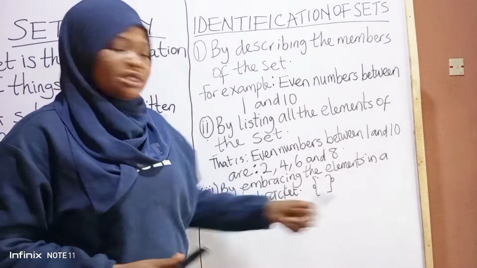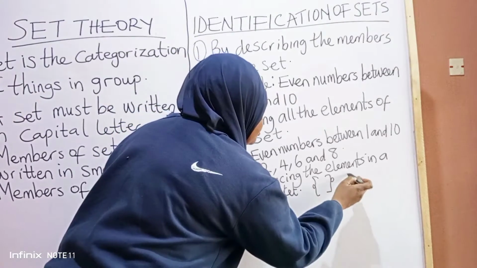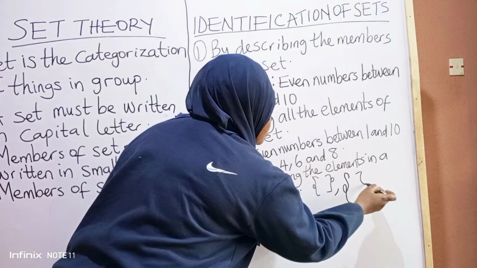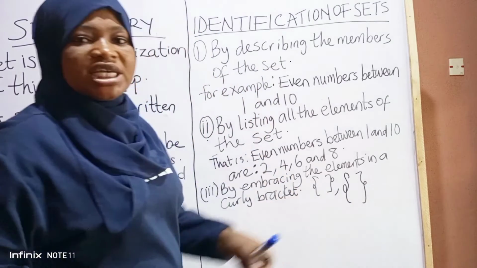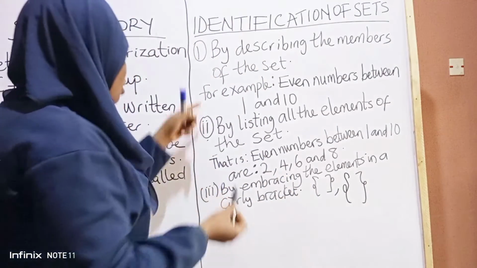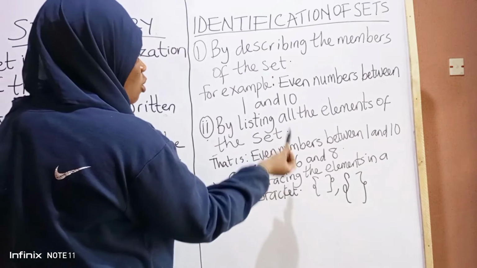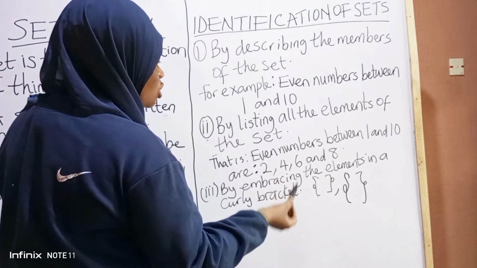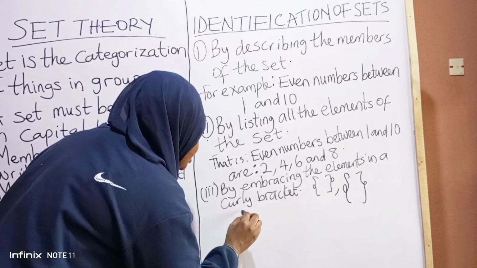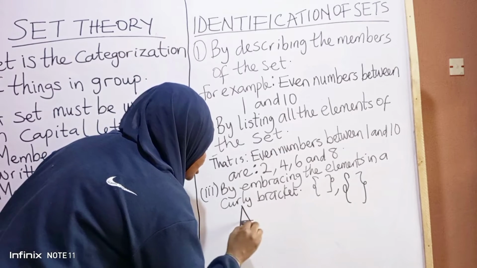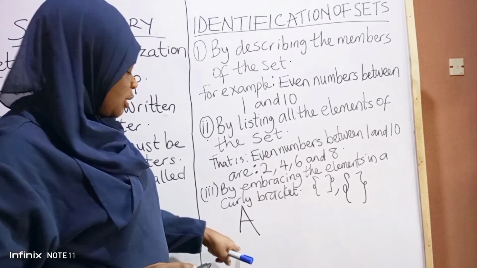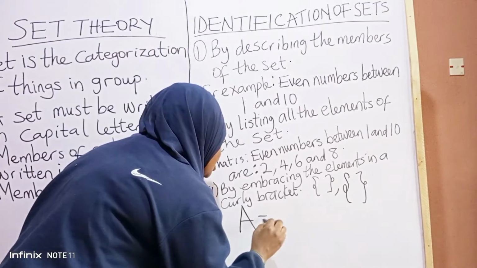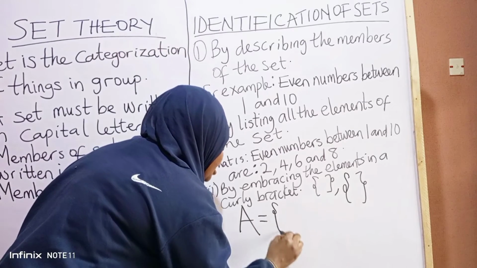This is a curly bracket. You write it like this. So you have to embrace it in a curly bracket. So now let's write the set of even numbers between 1 and 10. Let's say the set is A. I told you that your set must be written in a capital letter. So A is equal to, and this is the curly bracket.